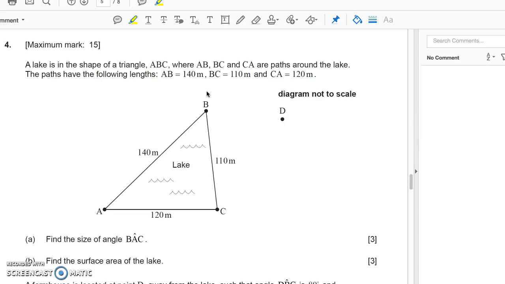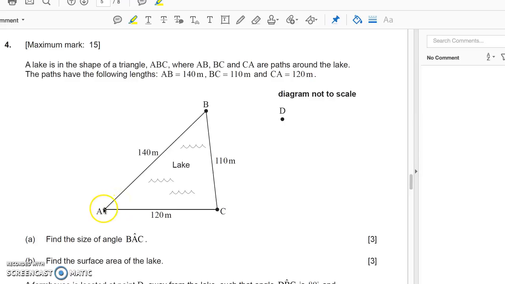paths around the lake. The paths have the following length: AB 140, BC 110, and CA 120. So everything is in the diagram here. Question A, find the size of the angle BAC. This one, that's the angle we are looking for.